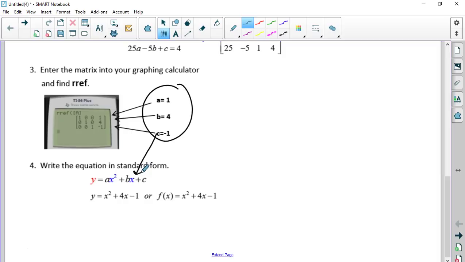So our A is 1, that goes here. Our B is 4, that goes here. And our C is negative 1, that goes there. And there's our equation. The equation for this parabola is x squared plus 4x minus 1. And here's a nice way to check: you can type this into your calculator, go into your table, and see if those 3 points are on the calculator, and they will match up.